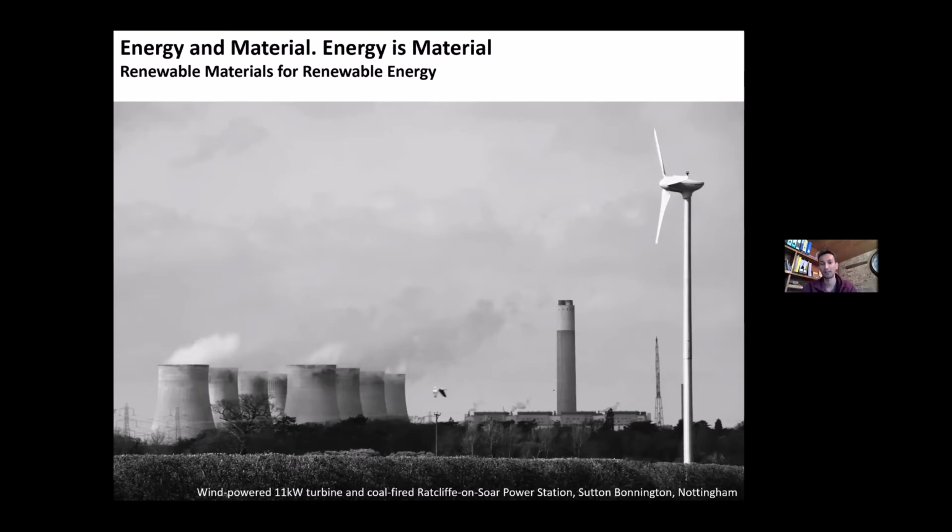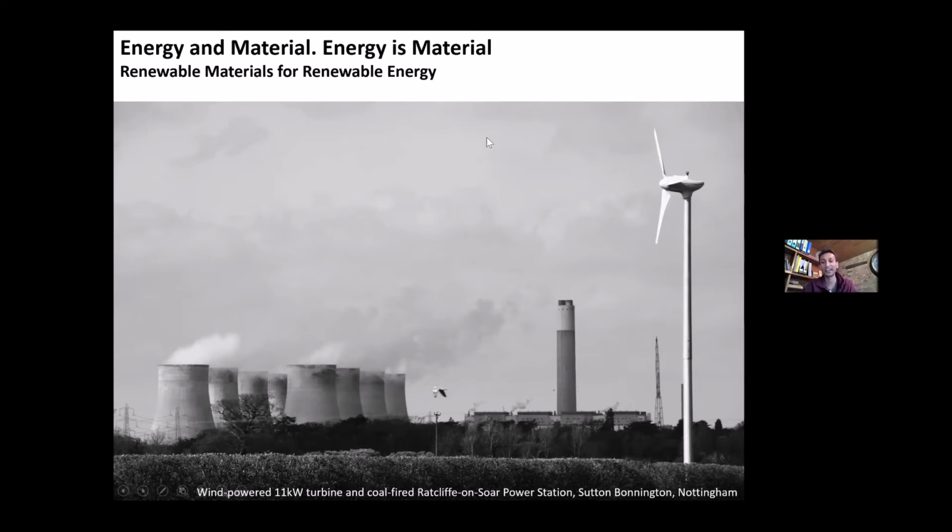So using film, reusable silicone molds for single shot infusion molded 3 to 5 meter long turbine blades for 11 to 25 kilowatt machines. In the picture over here, you can see the Ratcliffe on Soar power station, which is coal-fired, and the wind turbine that we had installed as an experimental machine on site.